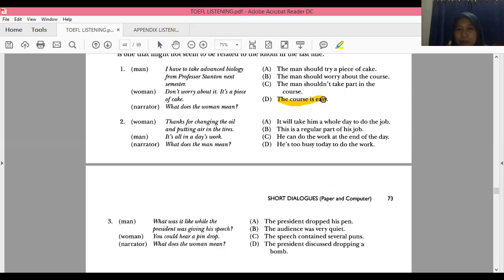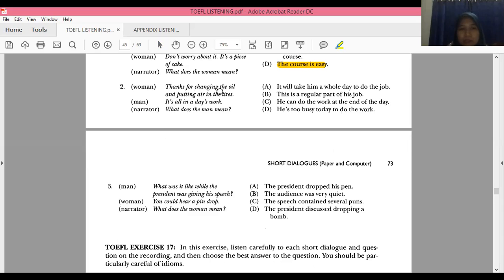Walaupun kita nggak tahu misalnya nih, kita nggak tahu idiomnya. Oh, dari tone-nya aja. Kalau di listening itu ada satu kelebihan, ada tone. Oh, don't worry about it. It's a piece of cake. The man should try a piece of cake. The man should worry about the course. But then you don't worry. The man shouldn't take part in the course. No, the course is easy.